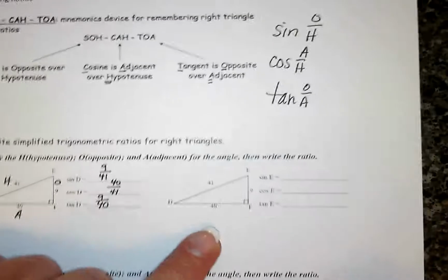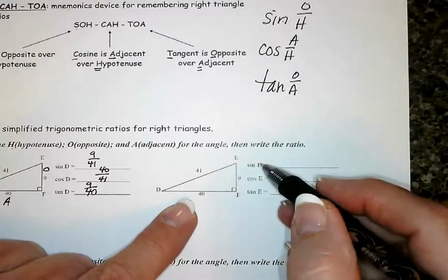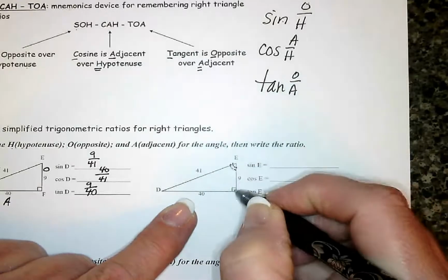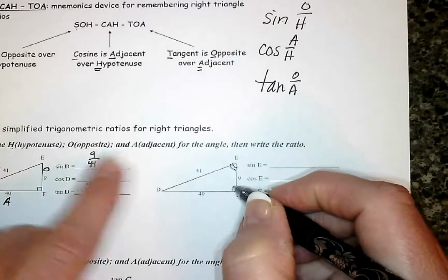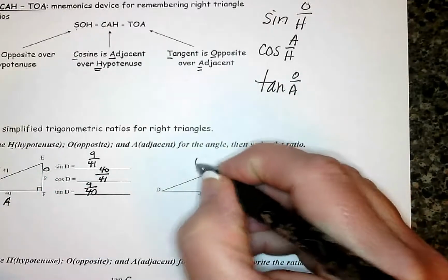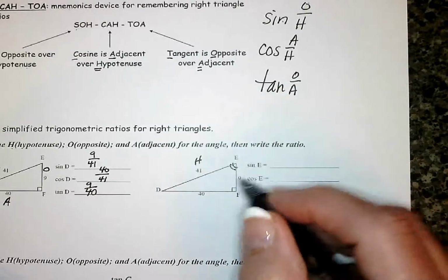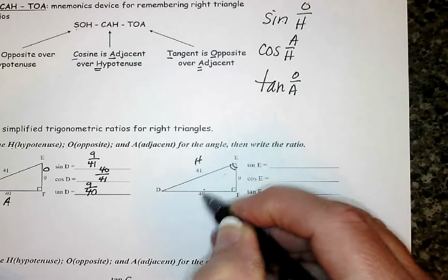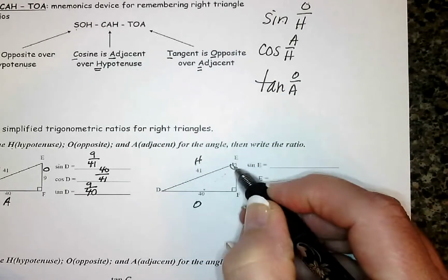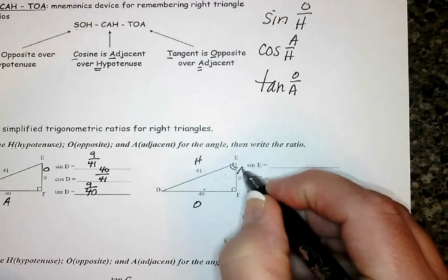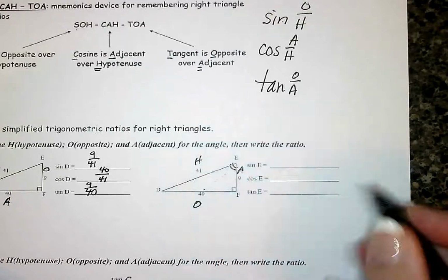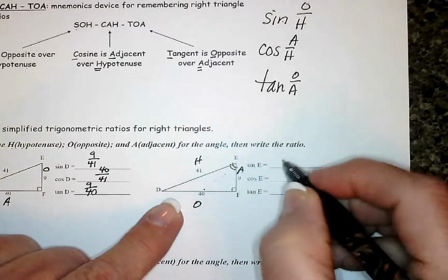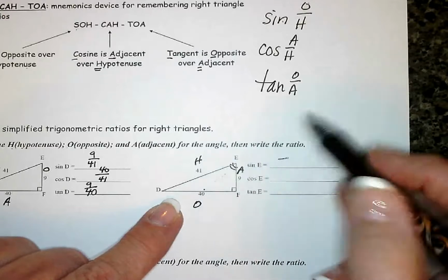Now let's take a look. It's the same triangle. However, this time they want us to look at angle E, which is this one up here. Let's identify H, O, and A. The H is, again, going to be the hypotenuse over here. If I'm looking at this angle, coming across, this is the opposite leg from this angle. This is the adjacent leg for this angle. Once I've identified those three pieces, these fractions or ratios will be pretty easy.